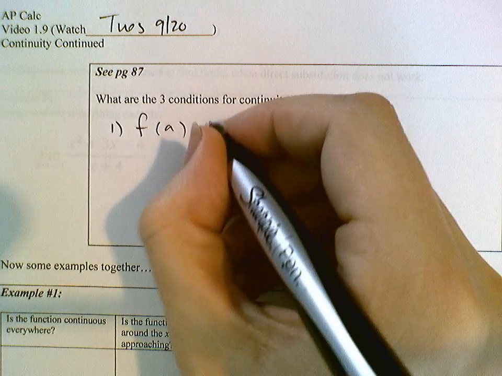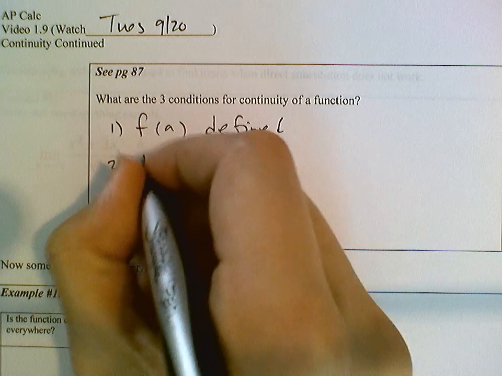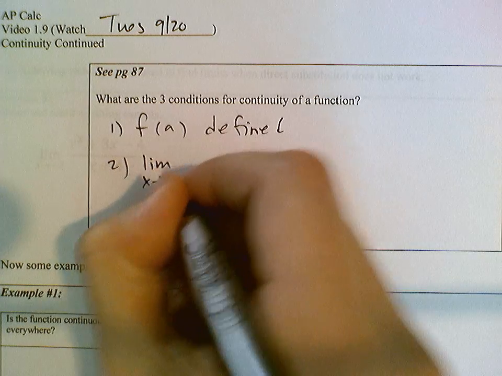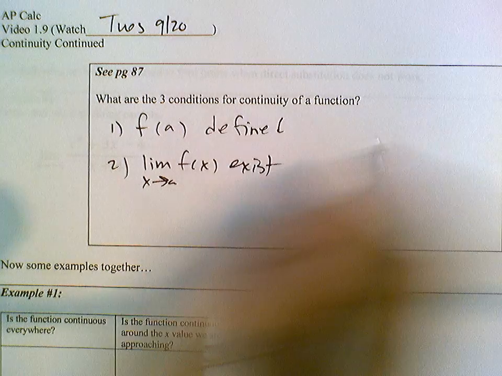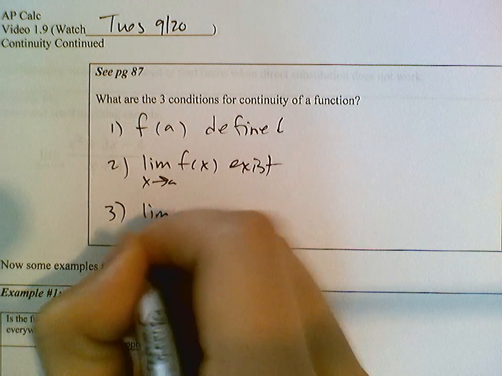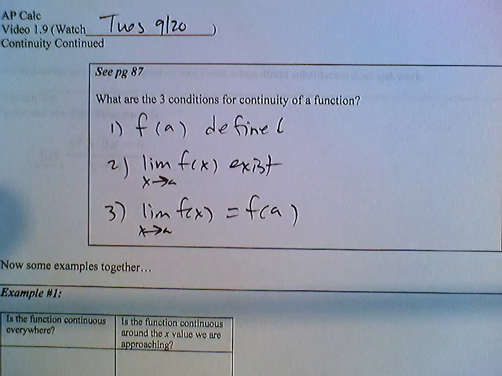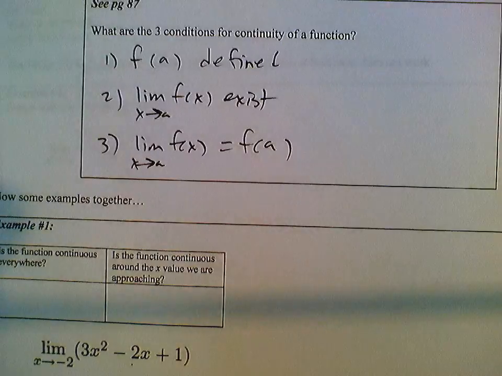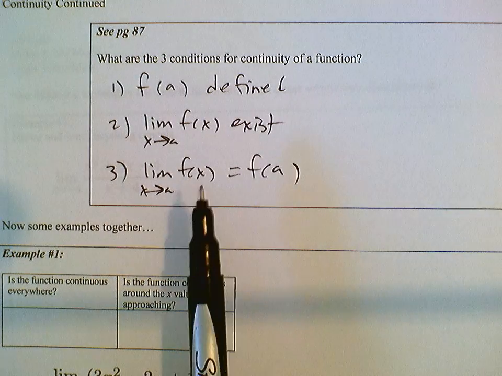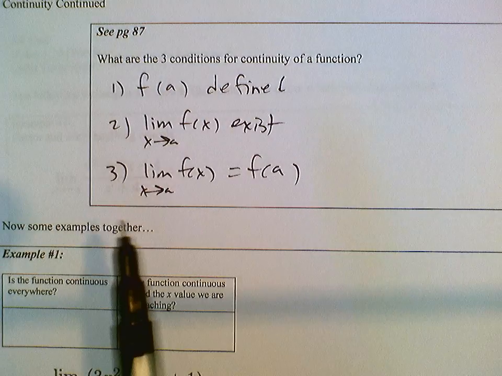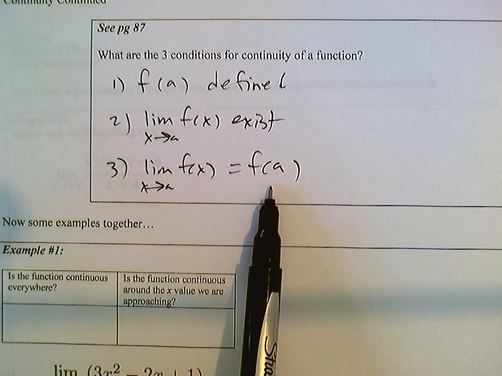So f of a needs to be defined. The limit as x approaches a of f of x needs to exist. And then the third condition, the limit as x approaches a of f of x equals f of a. All right. Now what we're going to use today, we're going to focus on using this third one. Guys, if a function is continuous, then the limit as x approaches a is actually equal to the function value.